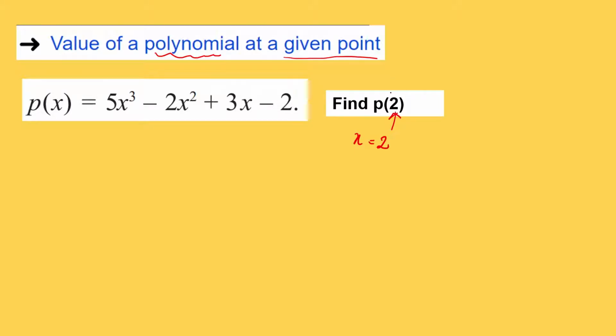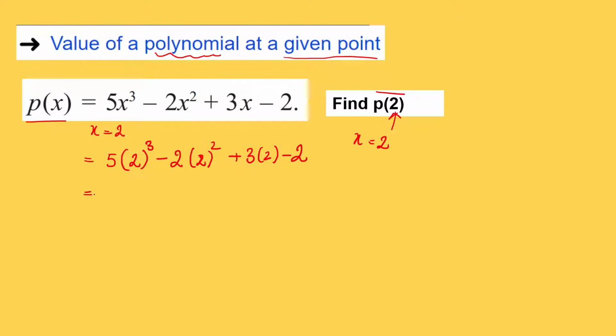Now compare this p of 2 and p of x. That means you need to replace x by 2. So replace it: 5, and every time when you are substituting any value, put it in bracket. Minus 2 square plus 3 into 2 minus 2.